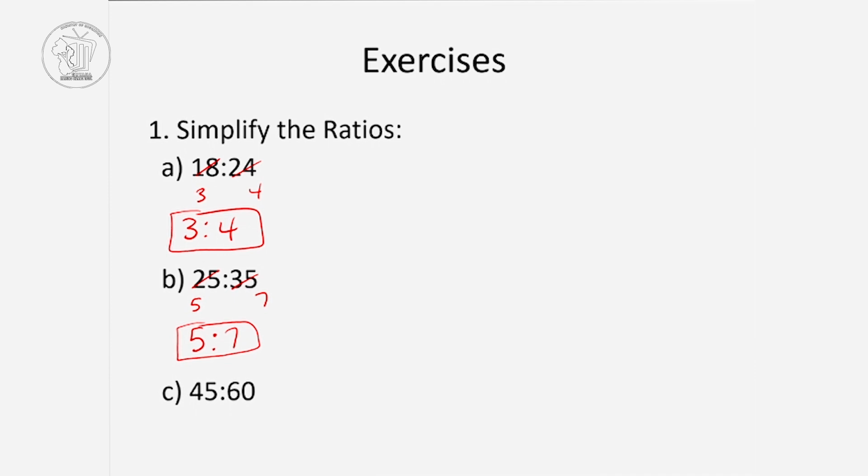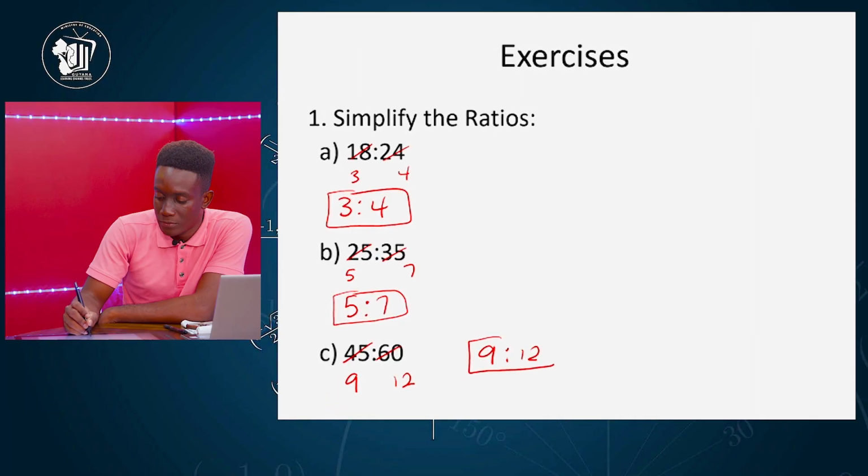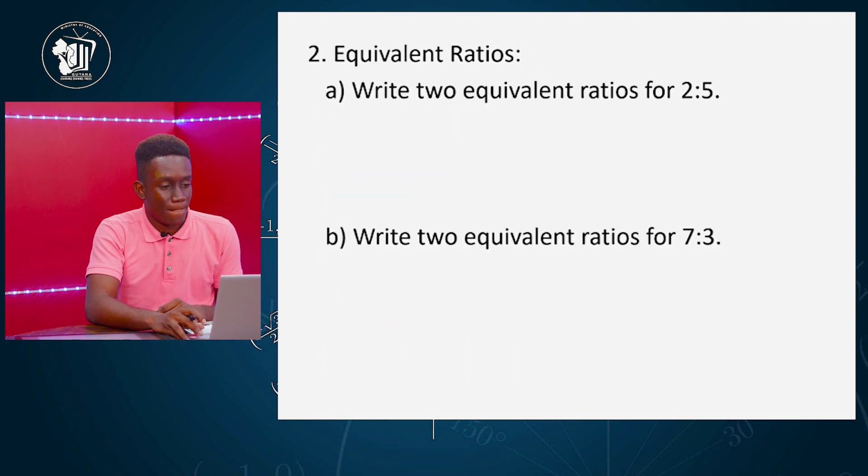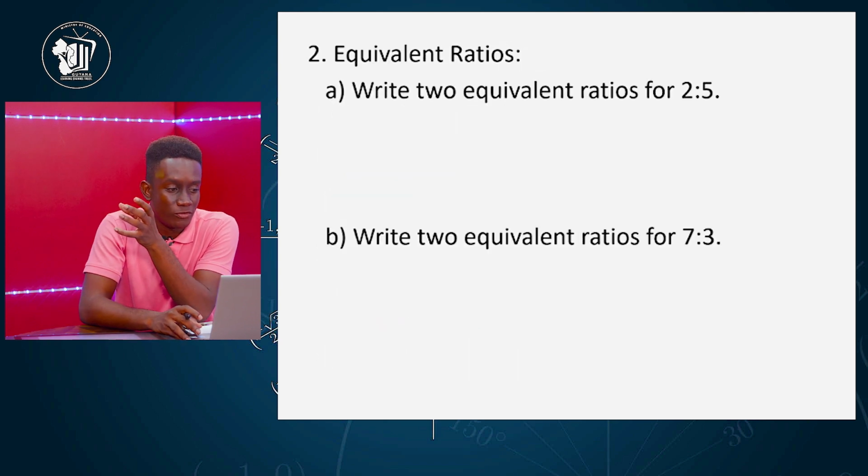Now let's look at the last question, 45 to 60. 45 and 60 have a highest common factor of 5. So 45 divided by 5 would be 9, and 60 divided by 5 would be 12. So when we simplify 45 to 60, this will be 9 to 12. And that is the answer after we simplify 45 to 60. And let's move on to another concept, equivalent ratios.